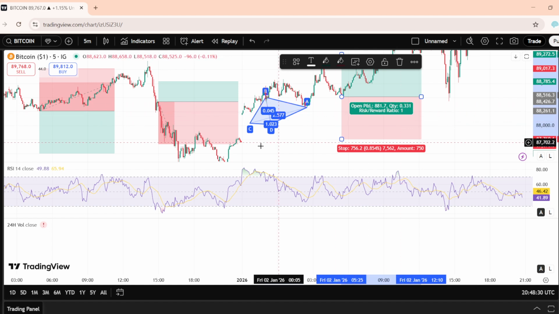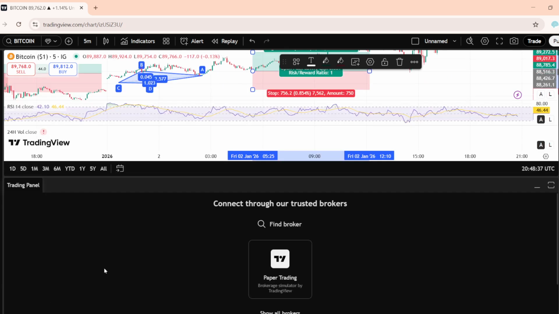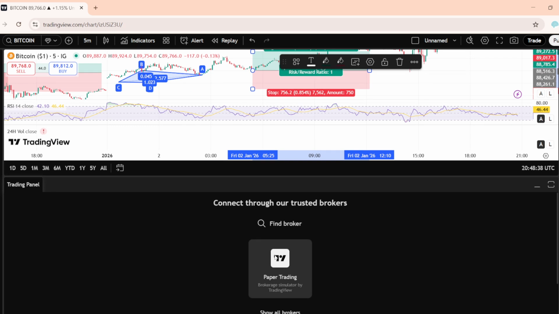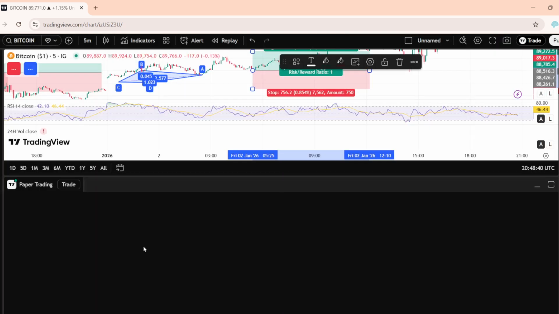Next, look carefully at the entry price displayed on the position tool. You'll use that exact number in your order ticket so your live order matches the plan on your chart. Open the trading panel at the bottom of the chart. If you have a connected broker or paper trading enabled, you'll see the order ticket. Select Limit Order as the order type.